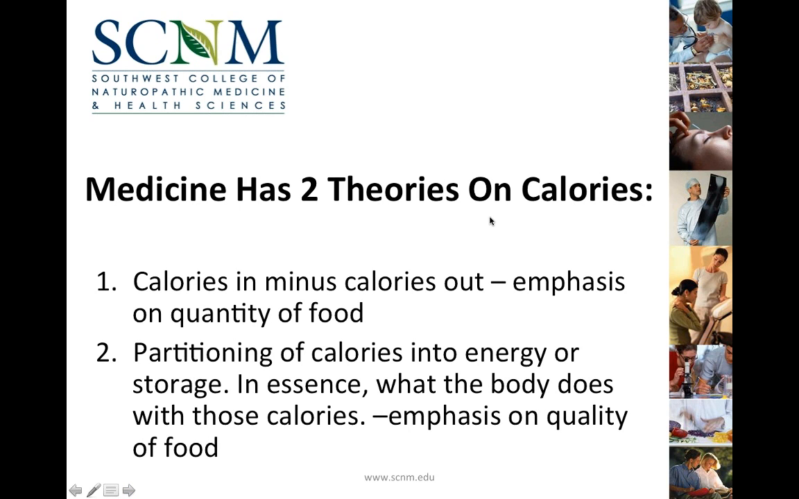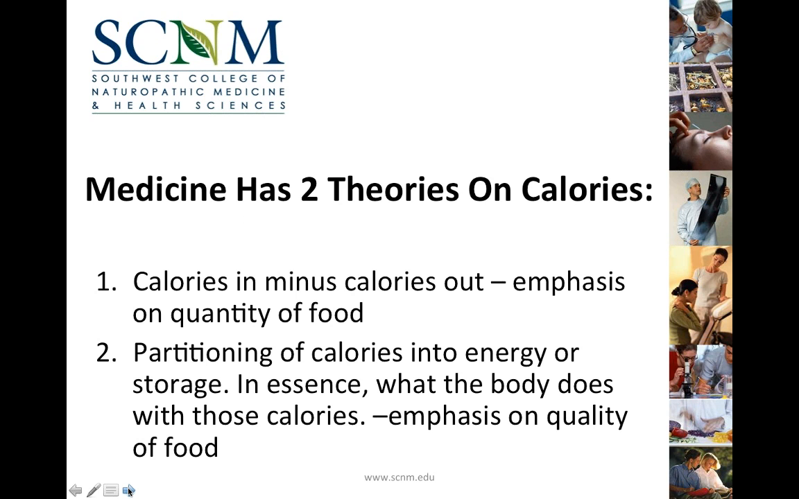So medicine has 2 theories on calories, and this is really important to understand. So there's the number 1, calories in minus calories out. The emphasis is on the quantity of food. Okay, I'll just eat less food and exercise more. The second theory is on the partitioning of the calories. So what I mean by this is, what does the body do with those particular calories? So it's an emphasis on the quality of food. And in naturopathic medicine, we believe that both theories are important to achieve successful weight loss. So it's the quantity, but it's also the quality of the food.